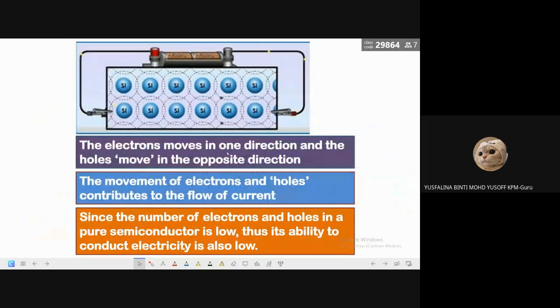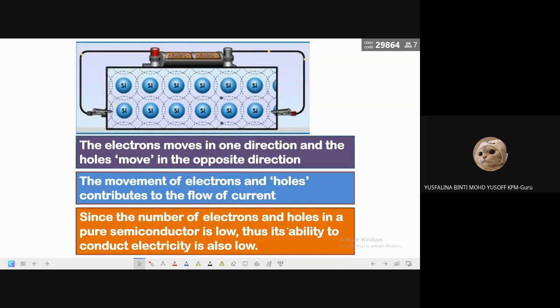The electron moves in one direction and the hole moves in the opposite direction. Actually, the hole does not move, because the hole is still there. The electron leaves the hole and goes to the left side, so the place it left becomes a hole. The hole stays there; it will not move. That's why you put the sign there. So the electron moves in one direction and the holes move in the opposite direction. The movement of electrons and holes contributes to the flow of current.